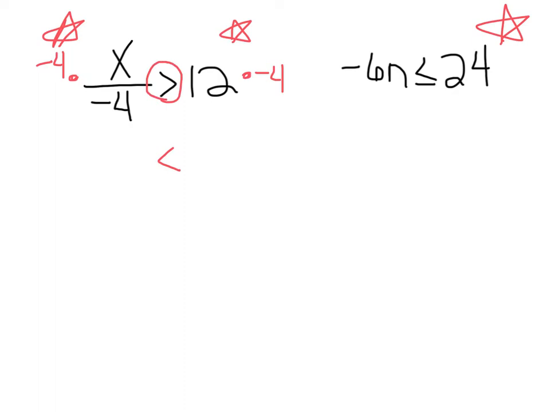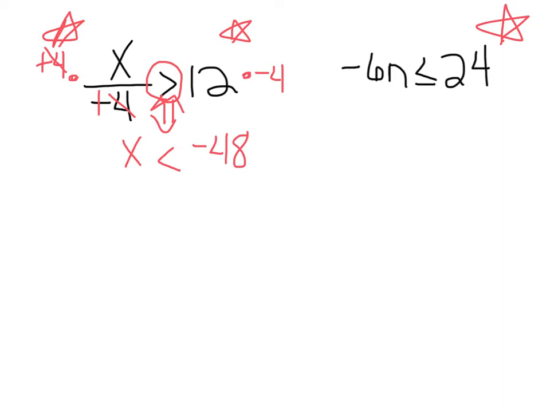So here, a negative turns to a positive, and your 4's cancel out, and you have x is less than negative 48. This is huge right here. The symbol change is huge. When you multiply or you divide through an inequality by a negative, the symbol must change. Now we'll take another look here at the second example.